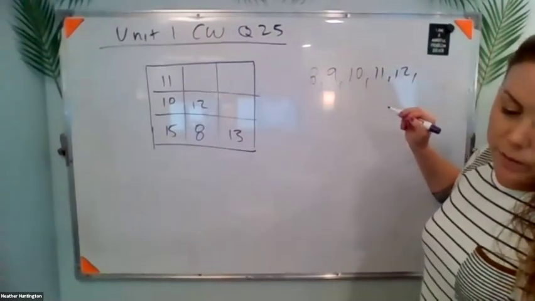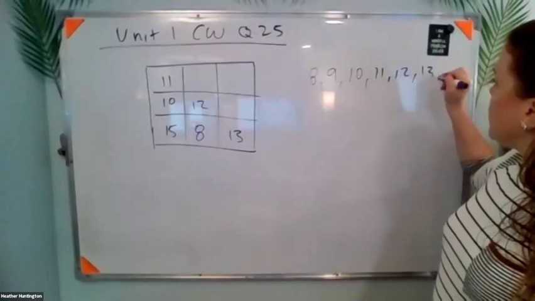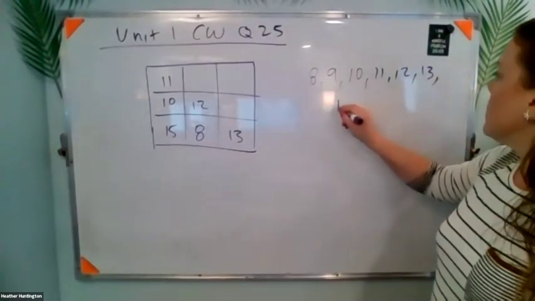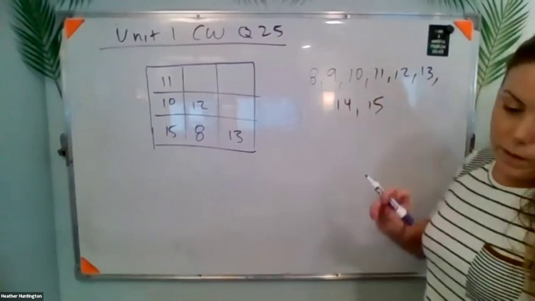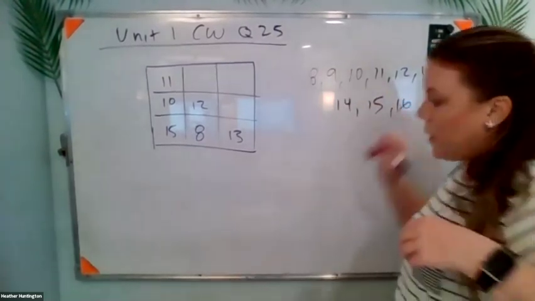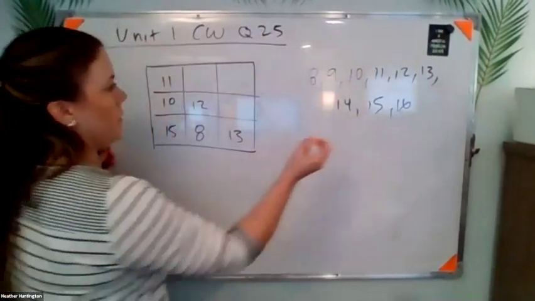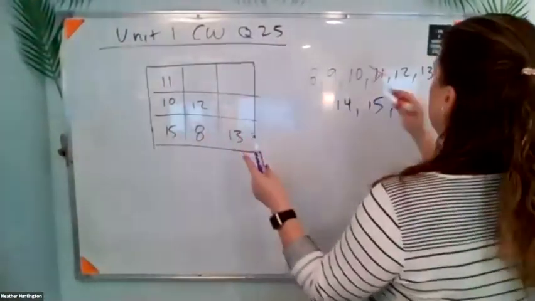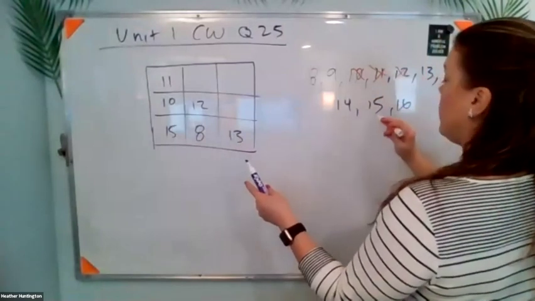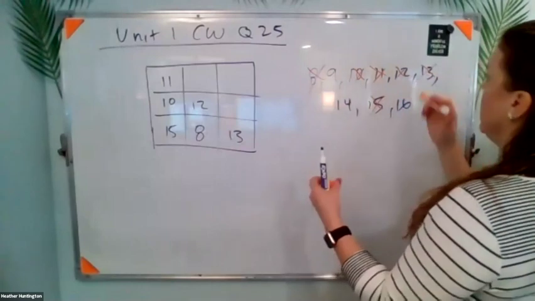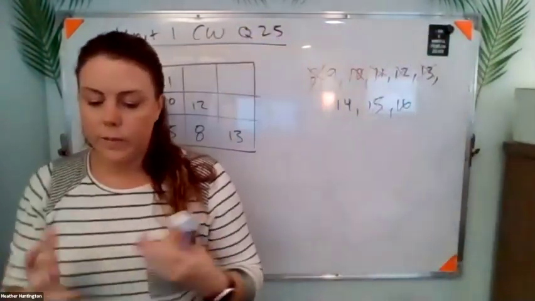Okay, here they list out all the numbers that we can use. And 16. Okay, so I'm going to cross out the ones that we have used already. So we've used 11, 10, 12, 15, 8, and 13. So I'm listing out the information that is known.